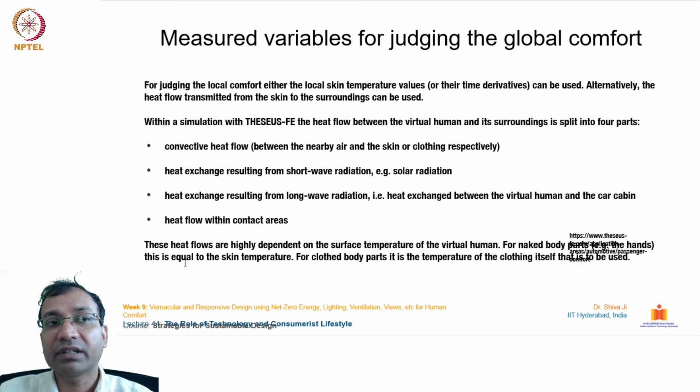Within a simulation with Theseus FE, the heat flow between the virtual human and its surrounding is split into four parts. First, convective heat flow between the nearby air and the skin or the clothing respectively. Second, heat exchange resulting from short wave radiation, that is solar radiation. Thirdly, heat exchange resulting from long wave radiation, that is heat exchange between the virtual human and the car cabin. Lastly, heat flow within contact areas. These heat flows are highly dependent on the surface temperature of the virtual human body. For naked body parts like hands, this is equal to the skin temperature. For clothed body parts, it is the temperature of the clothing itself that is to be used.